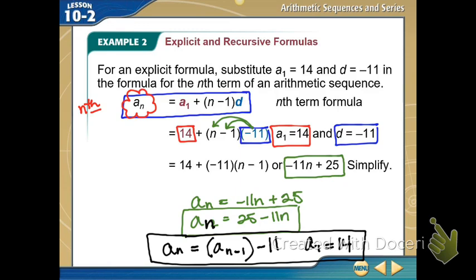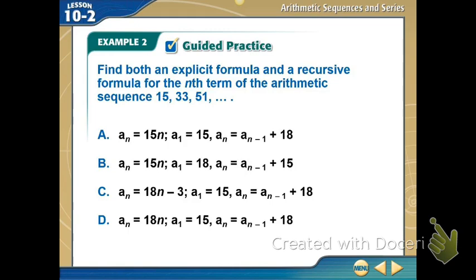Let's take a look at a practice problem. Take a minute now to pause the video and try this on your own. Find both an explicit, that's going to be a sub n in terms of n, and a recursive, that's where you'll do a sub n in terms of a sub n minus 1, for the nth term of the arithmetic sequence. Here's your sequence. You should find that the answer is C. The explicit formula is a sub n equals 18n minus 3, and the recursive formula is a sub n equals a sub n minus 1 plus 18.